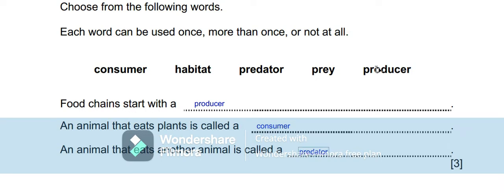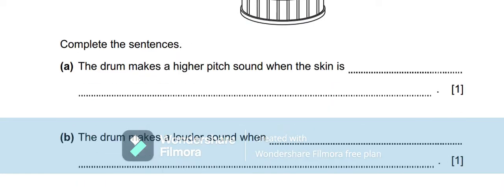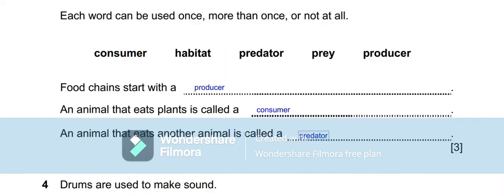We can also look at some of these words, like we also have the word prey. Prey, this is the animal that is eaten by other animals. Then habitat, this is where animals live. And consumer, we have already explained that. Predator, we have explained that. And producer. Okay, let's proceed on to the next question. You do that, you take your 3 marks on that question. All right, fine.